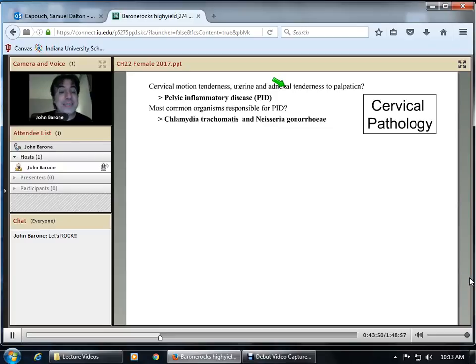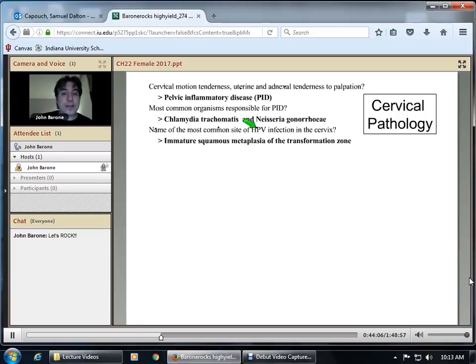Well, most common is chlamydia, closely followed by gonococcus. Very good. All right, now, what is the name of the most common site of HPV infection? It's the transitional area where you have immature squamous cells. Now, we gotta scrape that T zone, that transformation zone. So immature squamous metaplasia of the transformation zone, that's where you gotta scrape.